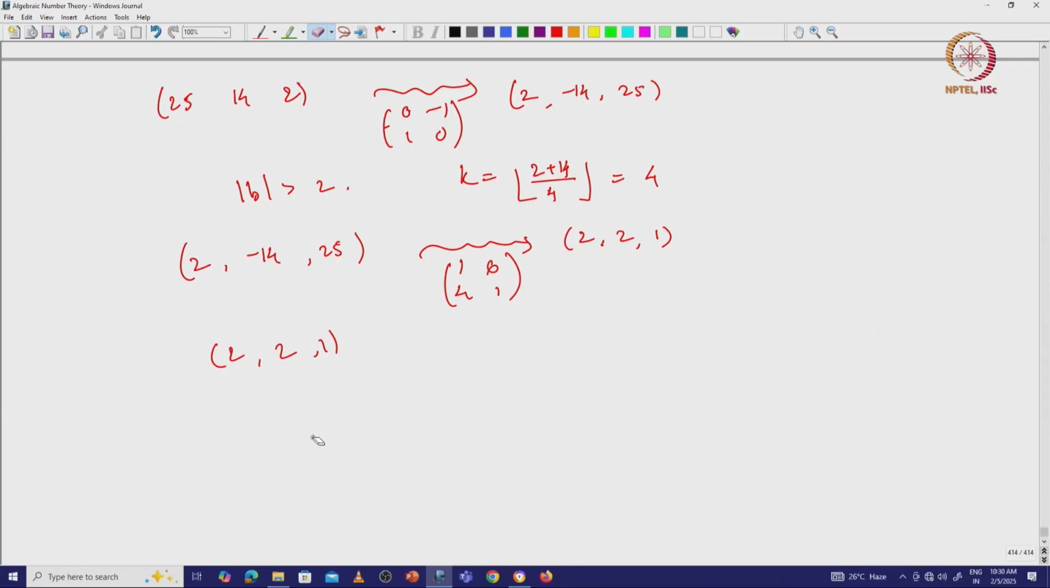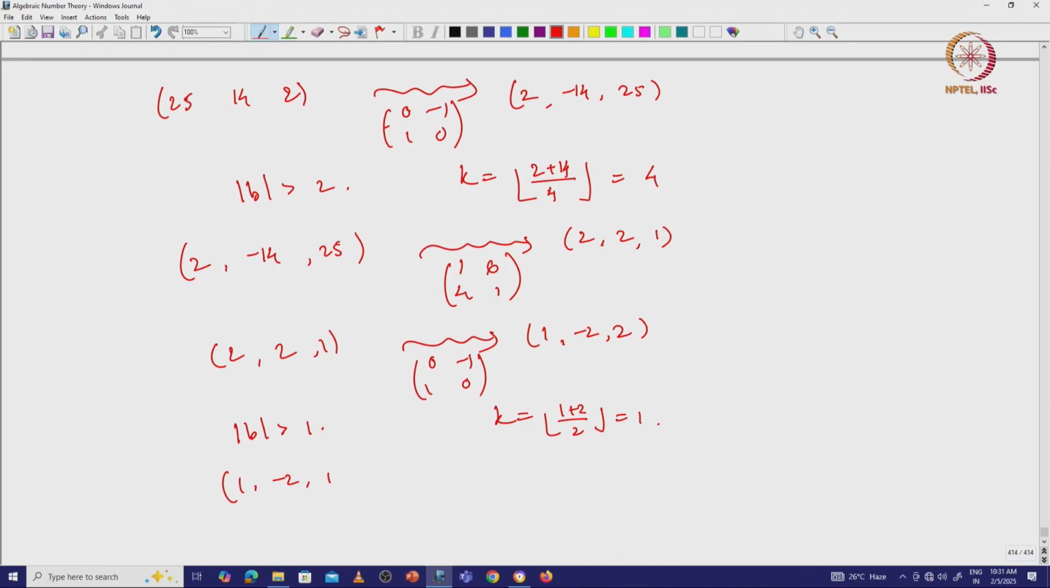Okay, my notes say something different, but let me do this. This should not be 1, this should be 2. I had made a mistake there anyway. All right.